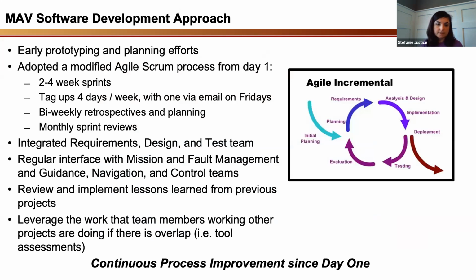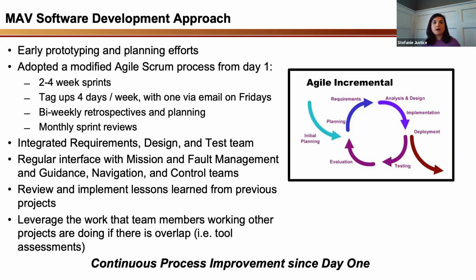So I wanted to talk a little bit about our MAV software development approach. We felt like this was something that allowed us to reduce risk from the beginning. Because we came in so early, we could have really adopted more of a wild west approach to software development, because coming in at pre-phase A, we don't have a lot of requirements. We're working from ground rules and assumptions. Those are changing rapidly. But we decided that we wanted to go ahead and adopt our Agile Scrum process from day one.